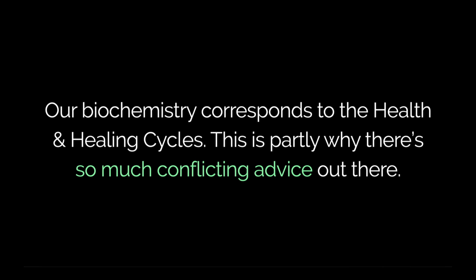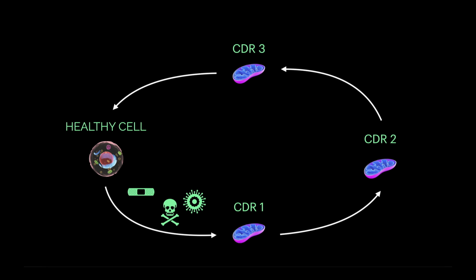But we really need to remove these triggers, and we need to remove these blockages to the progression of the healing response. And when we think about our biochemistry, if we want to understand really what these patterns are showing us and what it really means, it corresponds to the health and healing cycles. This is partly why there's so much conflicting advice out there, because people focus on one marker or another marker or a certain type of pattern, and really it just depends on where people are at in their healing.